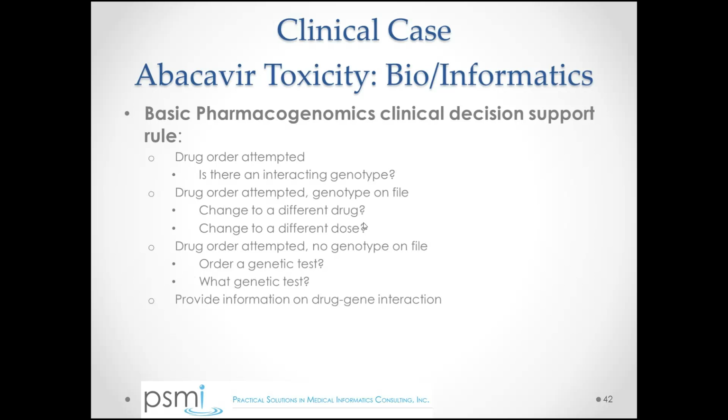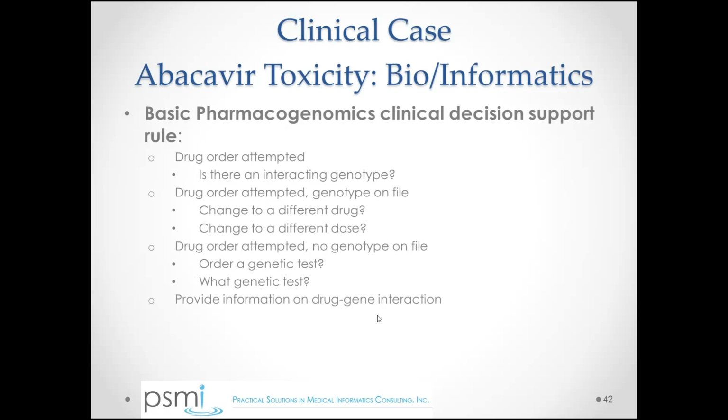And that rule would be, okay, you've just tried to order a drug, and is there an interacting genotype? If not, okay, you're all done. But if so, do you have a genotype on file? If you do, then does that genotype recommend that you change to a different drug? Does it recommend that you change to a different dose? If you don't have a genotype on file, then do your guidelines recommend that you need to order a genetic test up front? And if so, what test would you actually order? And then finally, you might want to provide information on drug-gene interaction.